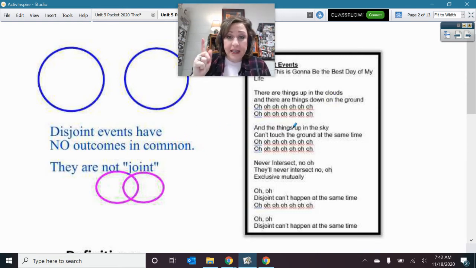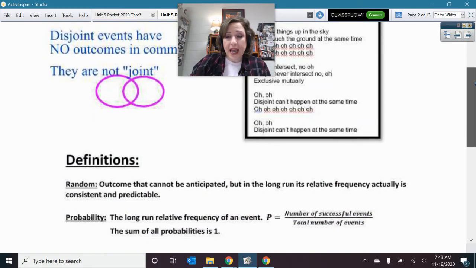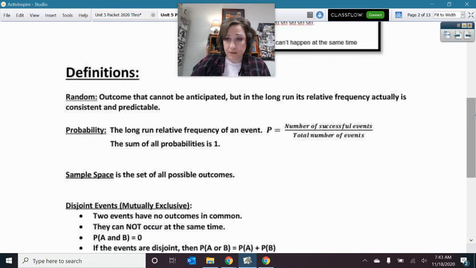And the things up in the sky can't touch the ground at the same time. If you're completely in the sky, you can't touch the ground at the same time. They'll never intersect, no. Mutually exclusive. Disjoint, can't happen at the same time. They're not joined together. They're not joint probability. Disjoint, can't happen at the same time.